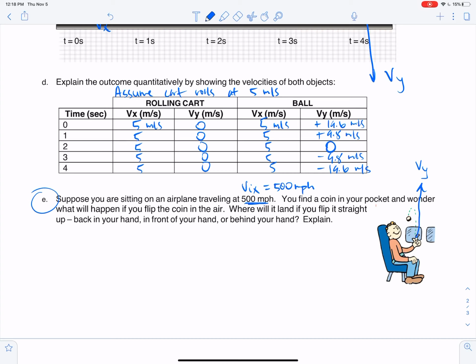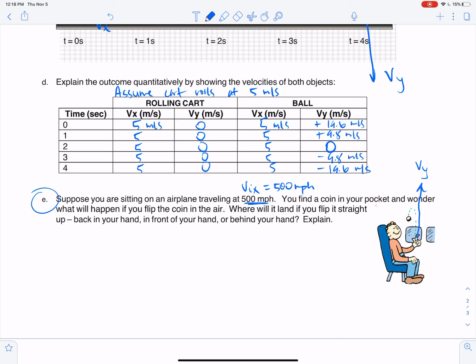Explain. Okay, so you're in the airplane moving at 500 miles an hour. What is the coin going to do? Okay. Many students would say, well, isn't the coin going to land behind you a little bit? Because you're moving forward, but the coin is just moving up and down.